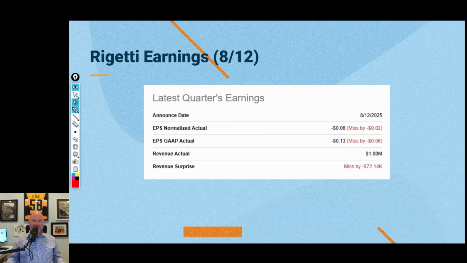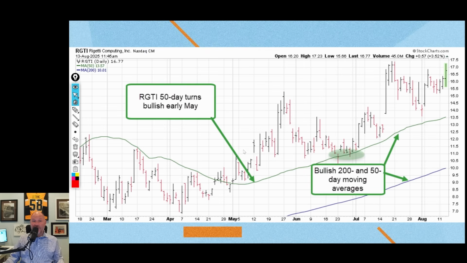So you are dealing with a company this small. Investors are looking past the fact that they missed both on the earnings and the revenue, because this is early stage development. The stock's trading up 4% today. Here's the most basic of the charts that you need to watch. The 50-day moving average on Rigetti turning bullish there in early May. Sidebar for just a second so I can give you a lesson on that 50-day.